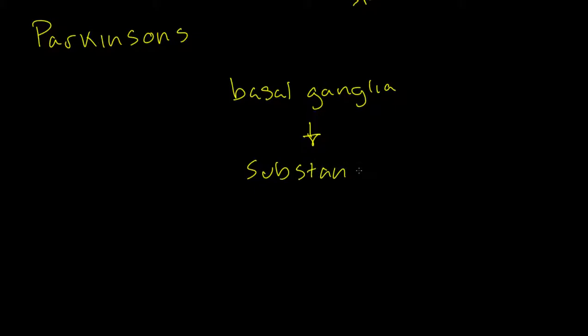Inside the basal ganglia, there is the substantia nigra. Sorry if I'm butchering that. This is located in the midbrain, and what it's in charge of is the production of dopamine, which is a neurotransmitter.